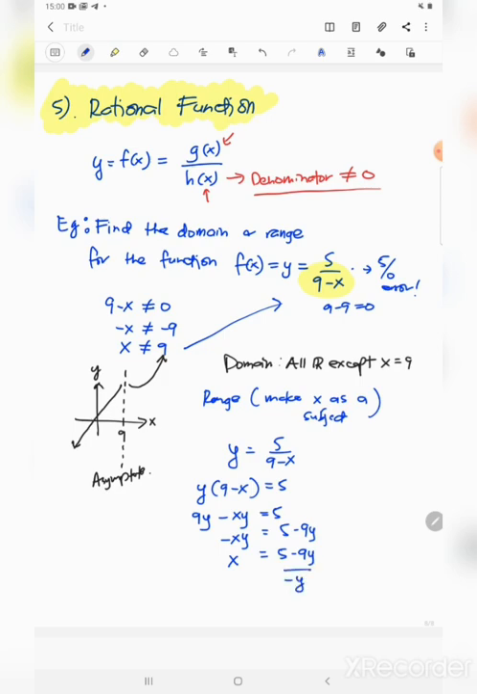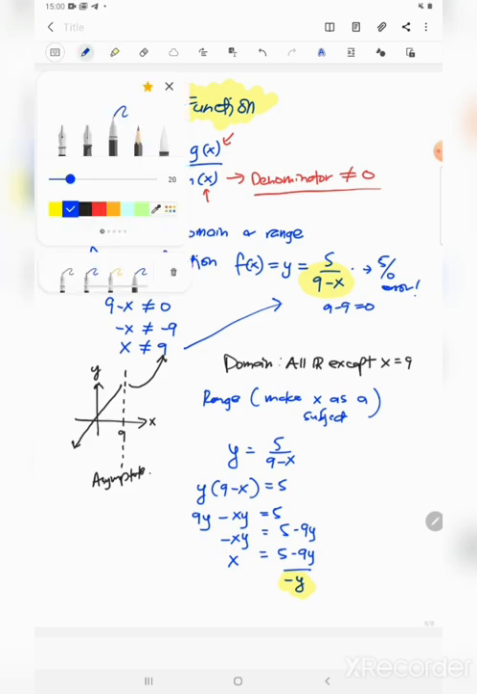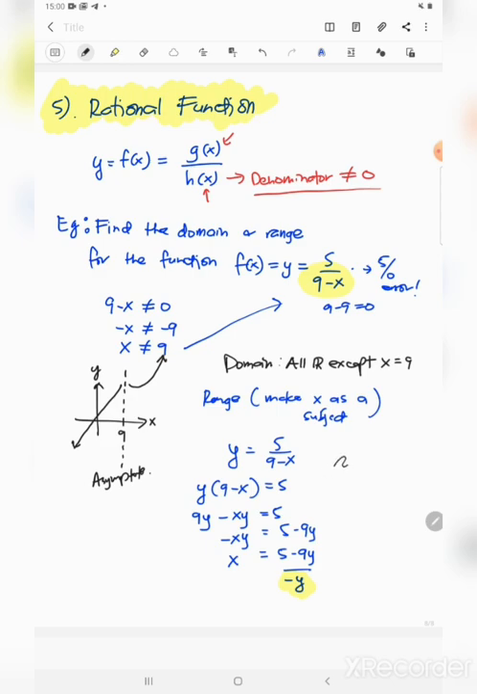Now x is the subject. To find the range, we have to make sure that the denominator cannot be 0, so the step is the same. Negative y cannot be 0, therefore y cannot be 0. So for the range, all real numbers except y equal to 0, because y cannot be 0 for the denominator. That's all for the rational function.